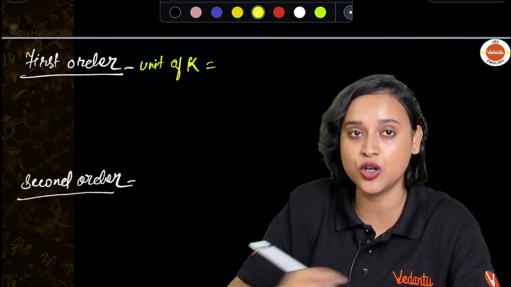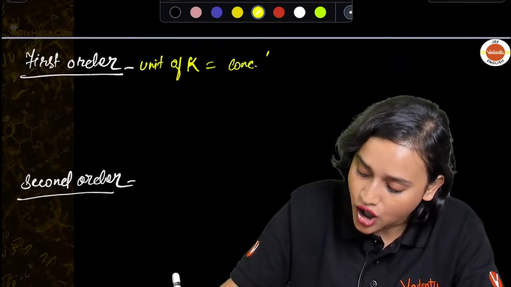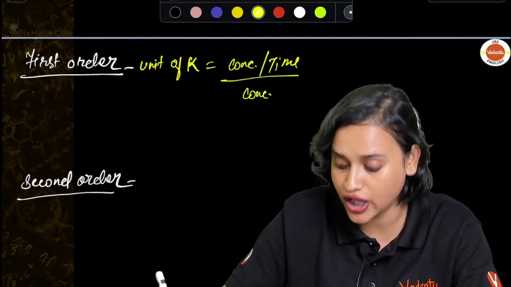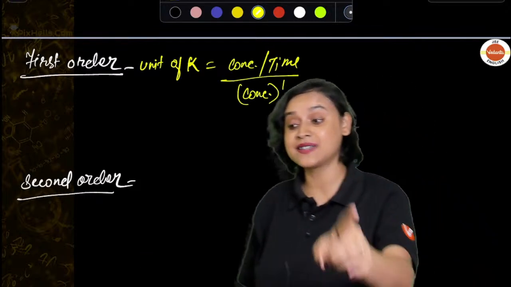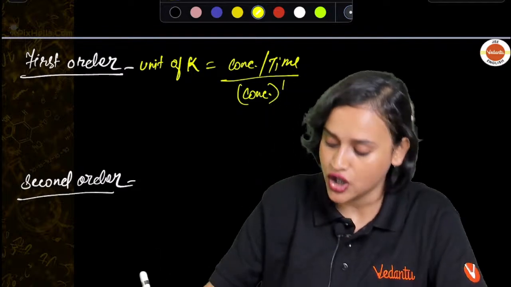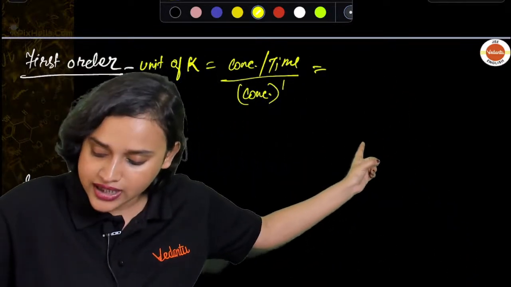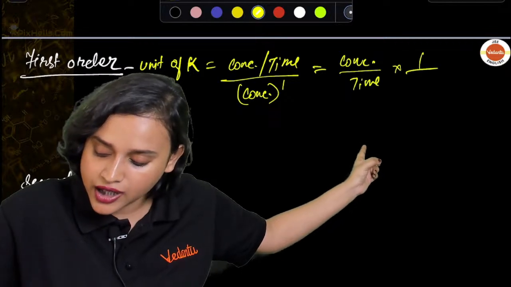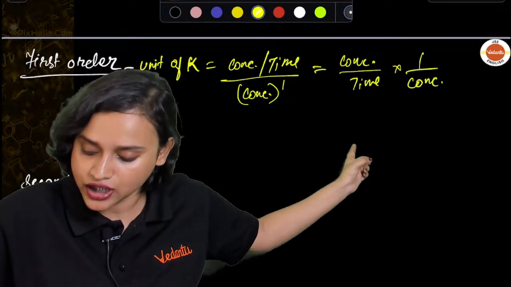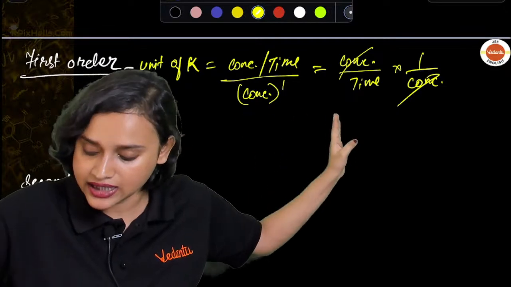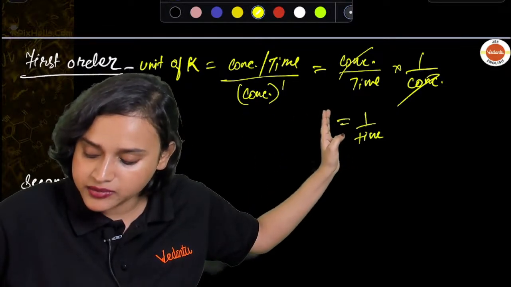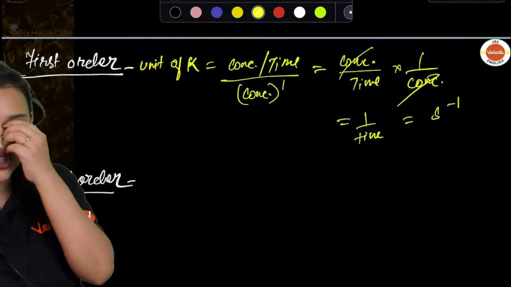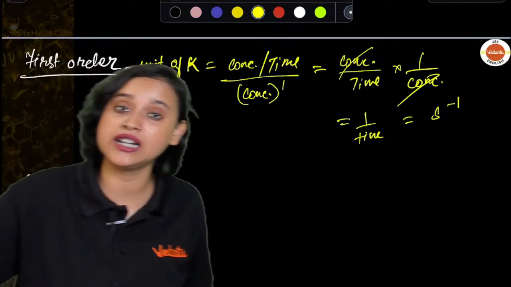So unit of K is equal to, once again everyone, concentration divided by time divided by concentration to the power 1, because x plus y is equal to 1. So I can solve this as concentration divided by time multiplied with 1 divided by concentration. So concentration has been cancelled. That means it is 1 divided by time, which is s to the power minus 1, just second inverse, right? Absolutely easy peasy, very good.